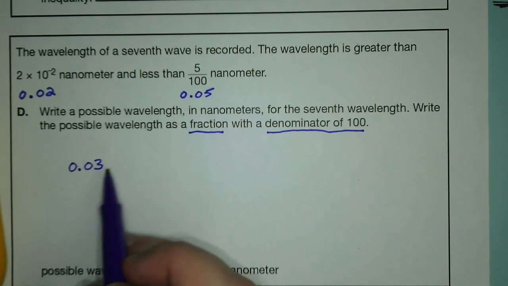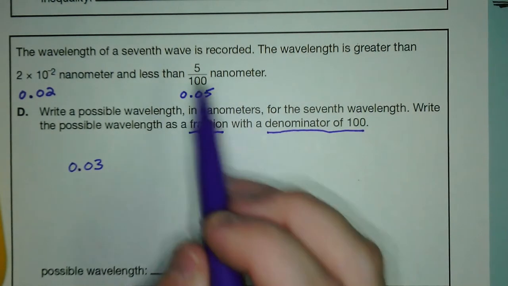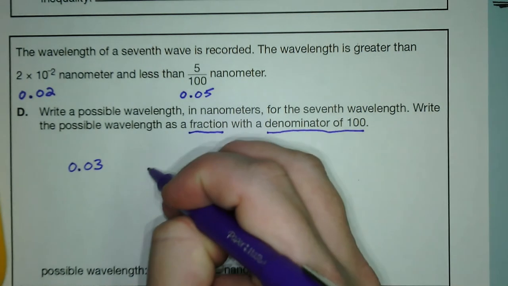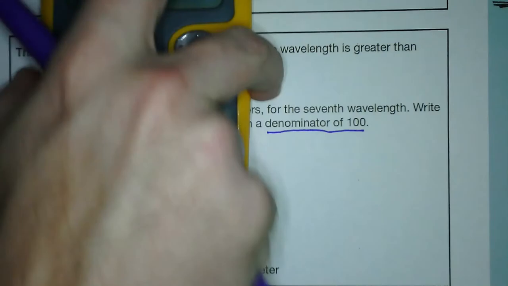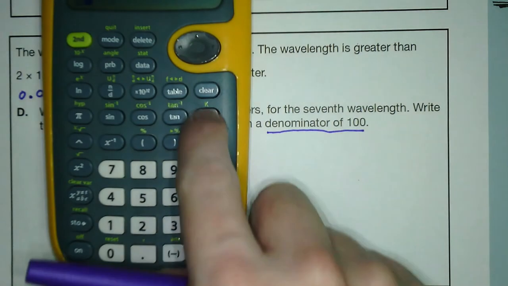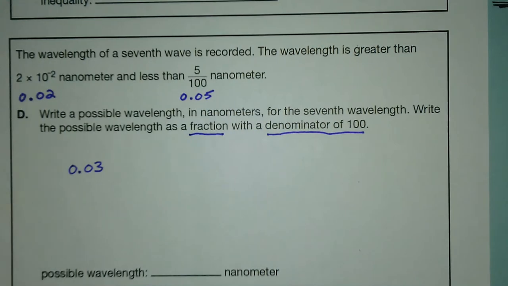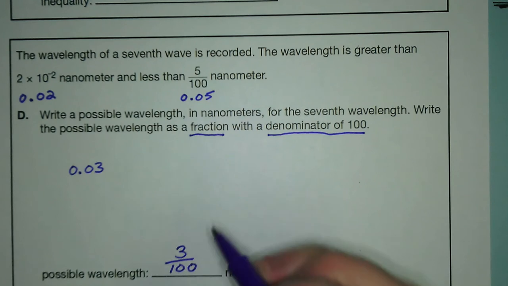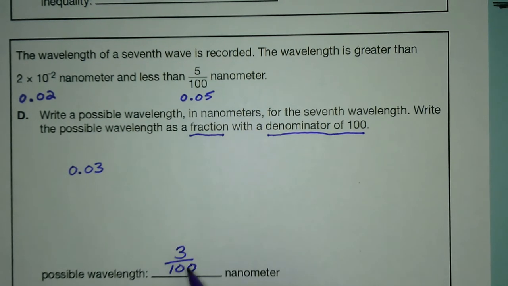So that is my possible wavelength. But you're not allowed to give your final answer like that. It's got to be as a fraction with a denominator over 100. Okay, well, if this 5 over 100 is 0.05, then I assume that 3 over 100 is that. But let's just double check. 3 divided by 100. There we go. So my final answer is going to be 3 over 100. That's my answer, because they wanted it written as a fraction with 100 as a denominator.